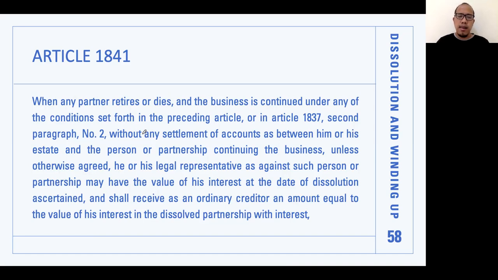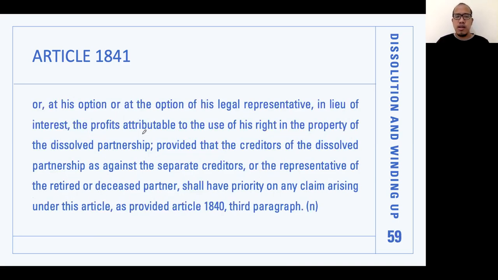ascertained and shall receive as an ordinary creditor an amount equal to the value of his interest in the dissolved partnership with interest or at his option or at the option of his legal representative in lieu of interest the profits attributable to the use of his right in the property of the dissolved partnership. Provided that the creditors of the dissolved partnership as against the separate creditors or the representative of the retired or deceased partner shall have priority on any claim arising under this article as provided in 1840, third paragraph.